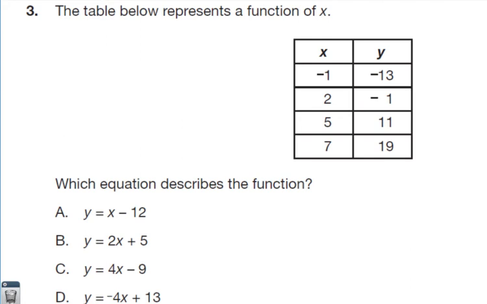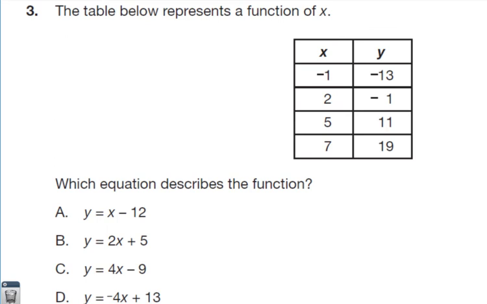Number 3, bottom line, they're saying which one of these equations matches the table. I guess what you could do is take all these pairs, x is -1 and y is -13, 2 with -1, x is 5, y is 11, and see which one of these equations will accept all four of these pairs, and make the equation true every time.